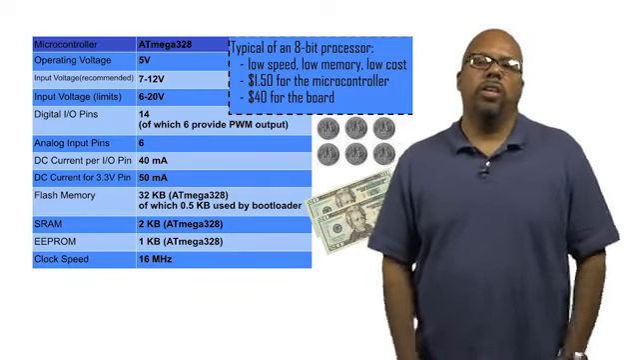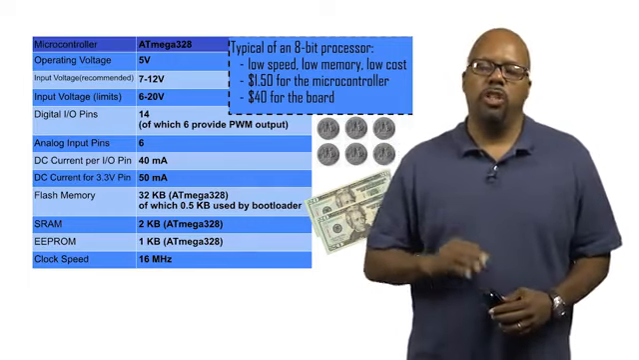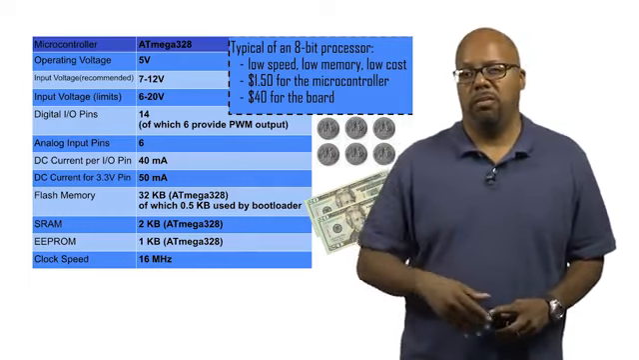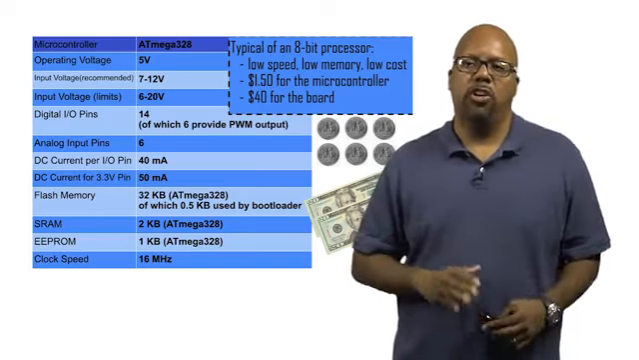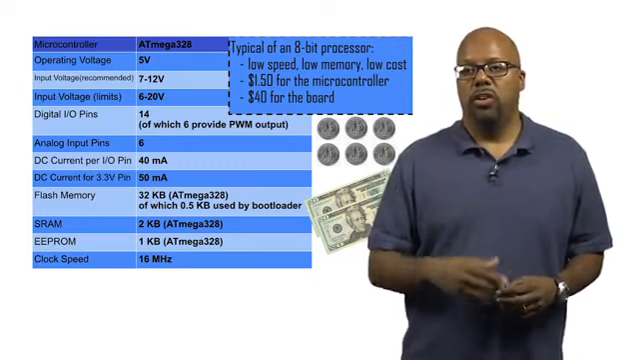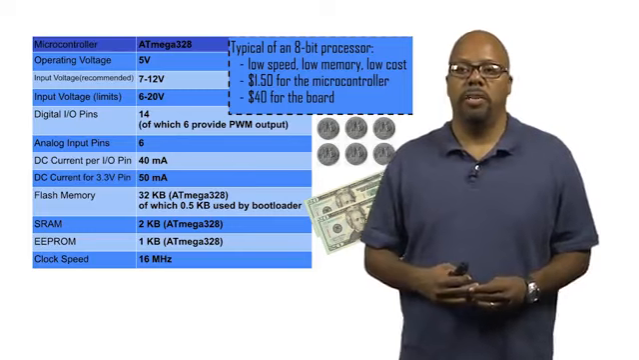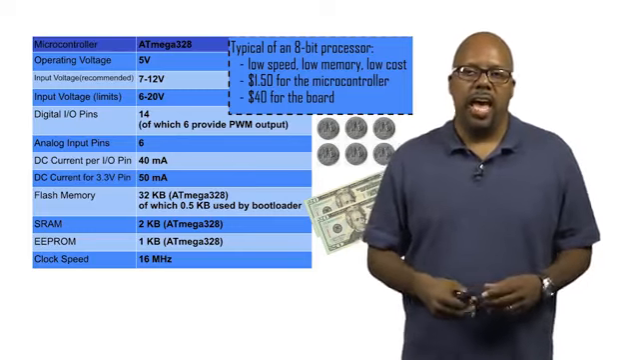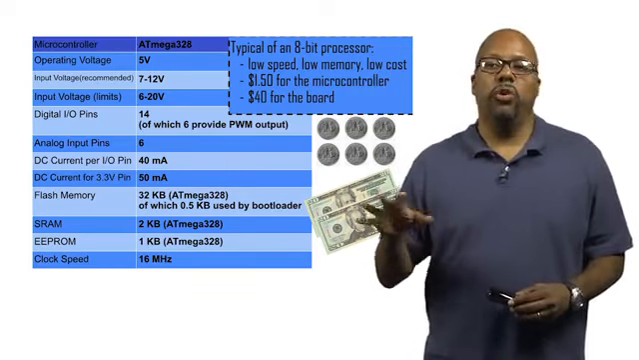Why DC current matters is that it says how much current can be supplied out of that pin. The Arduino can only drive a certain amount of current out of a pin because it's a small device. It can only push a certain amount of current. Say the DC current for an I/O pin is typically 40, the max is 40 milliamps. That's not a lot, and that's important to know because it limits what you can drive.